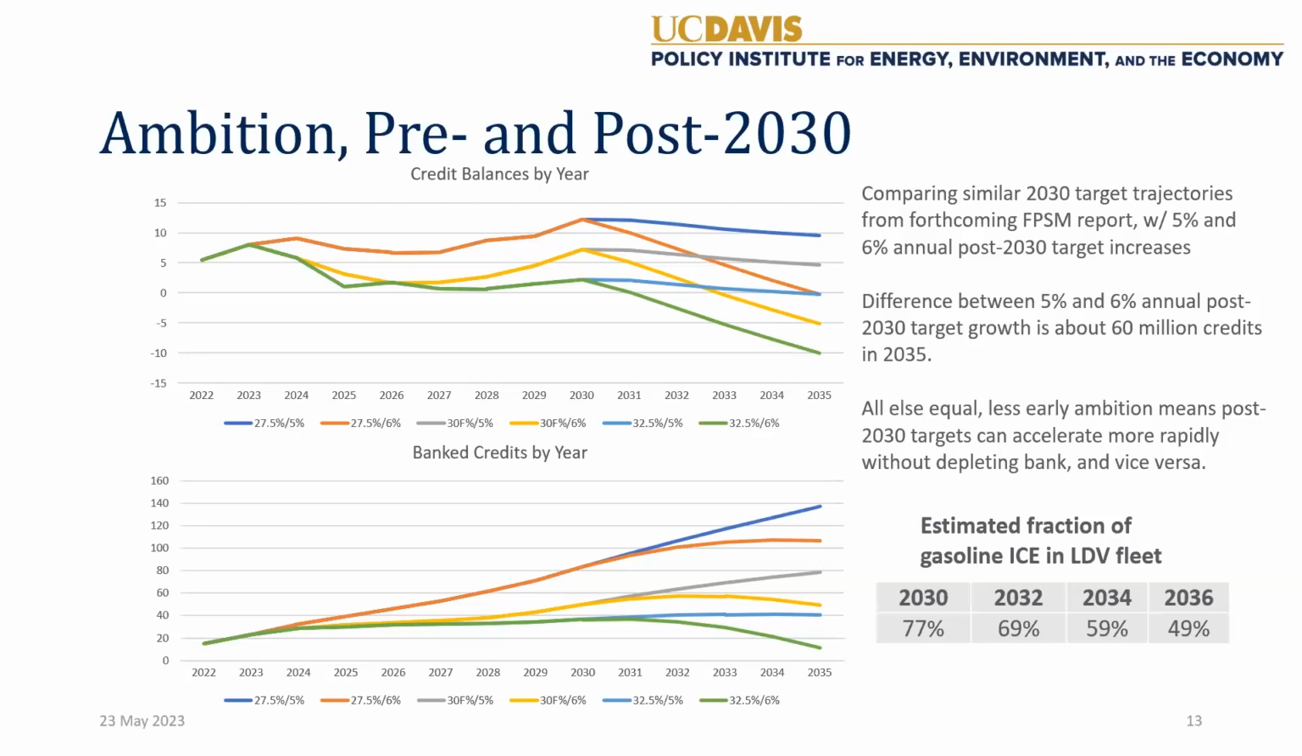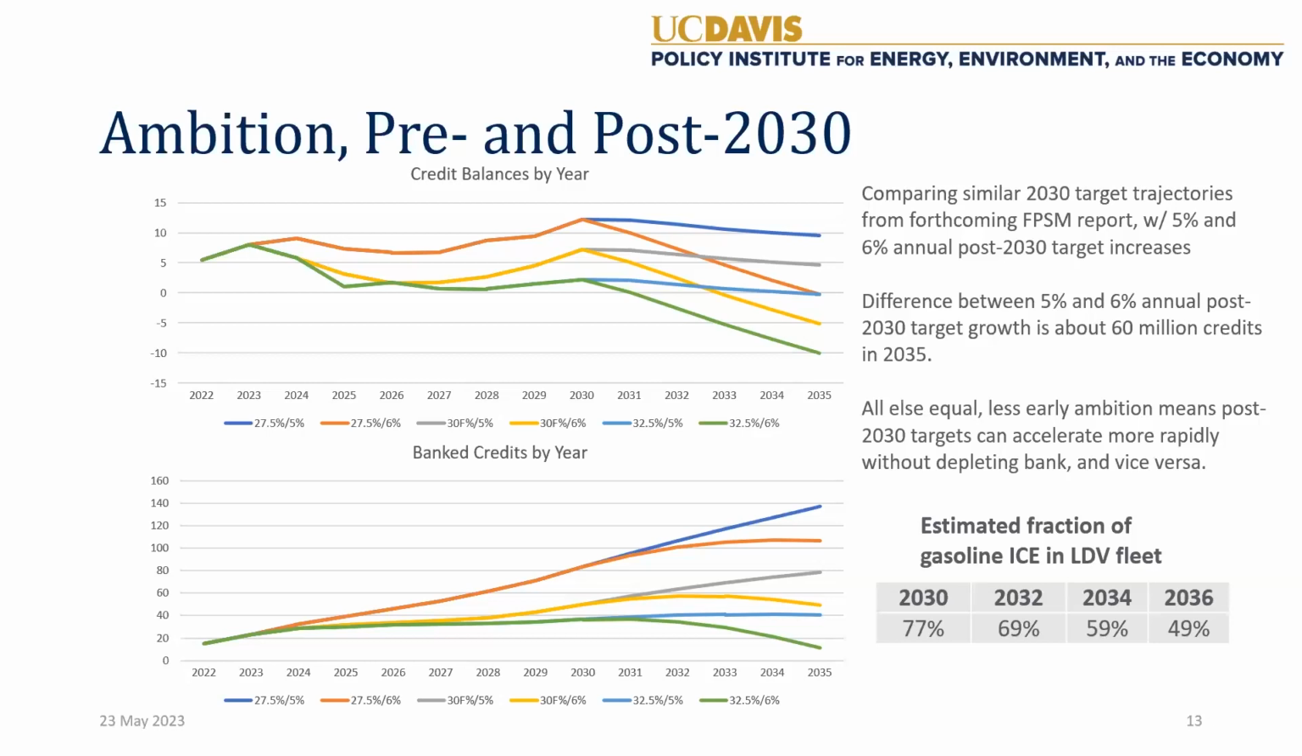And what this graph shows is, if you have a lot of ambition before 2030, as in if you took the 30 or 32% 2030 targets, then there's not a lot of room to have the 6% per year increases after 2030.